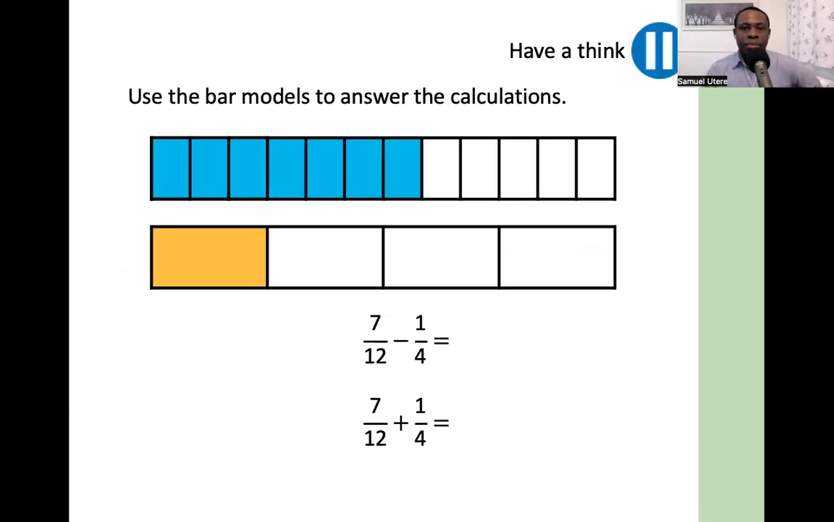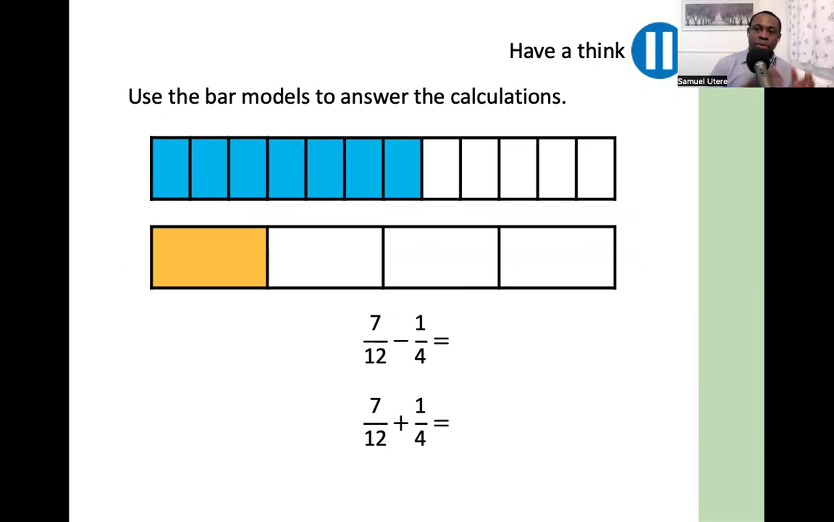Okay. All right. We're asked to use a bar model to answer these calculations. How do we go about it? Before we do that, I want you to have a think. What is the common multiple for 12 and 4?